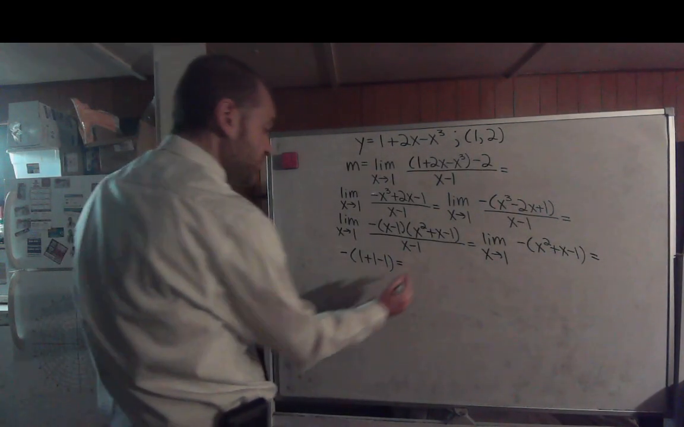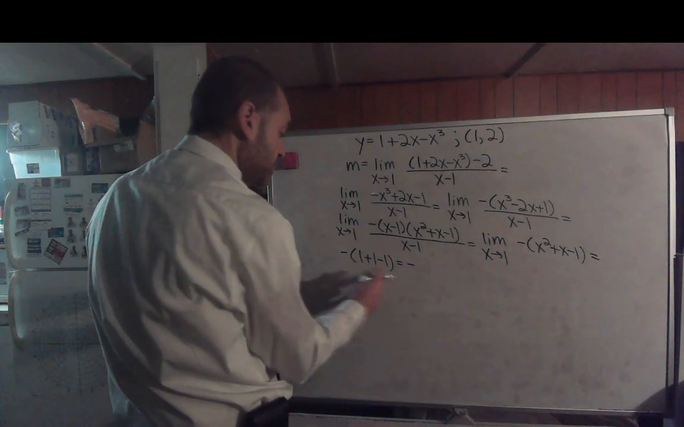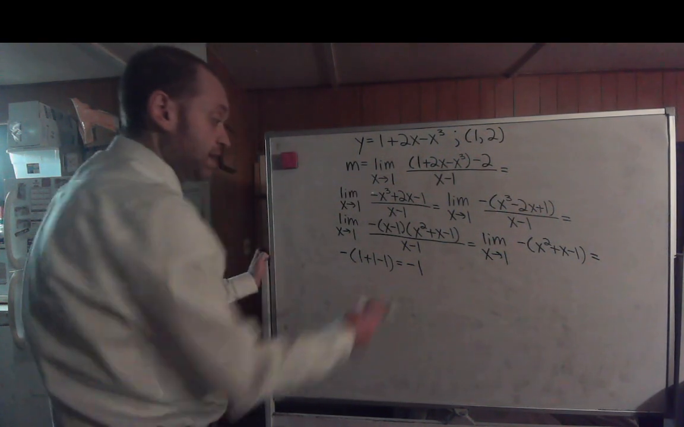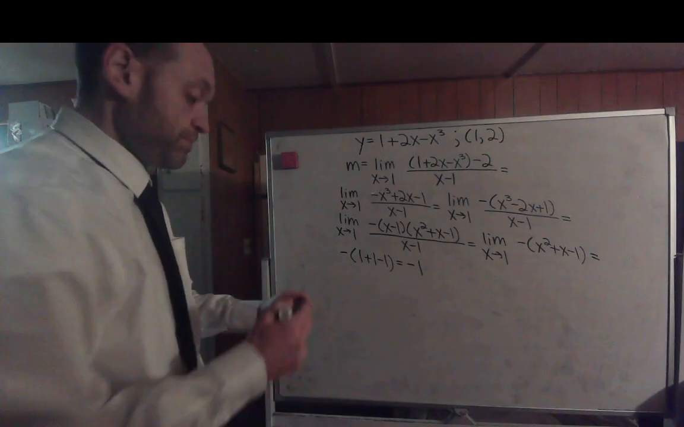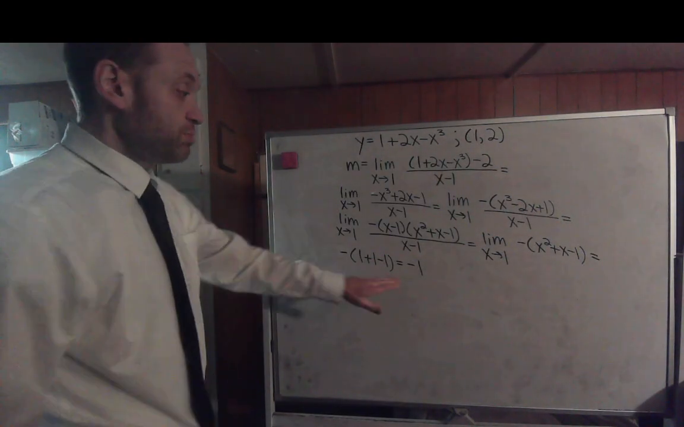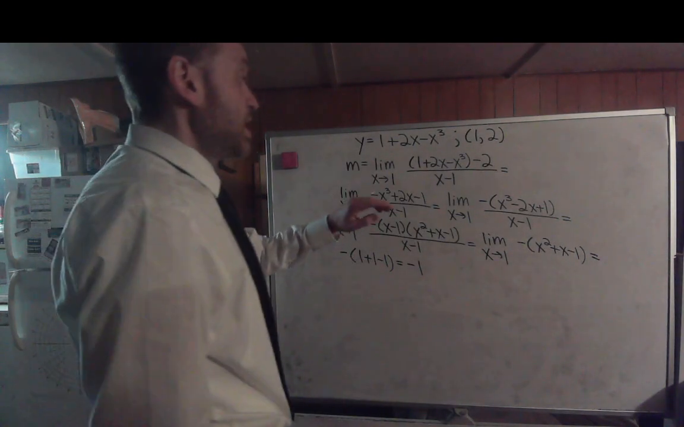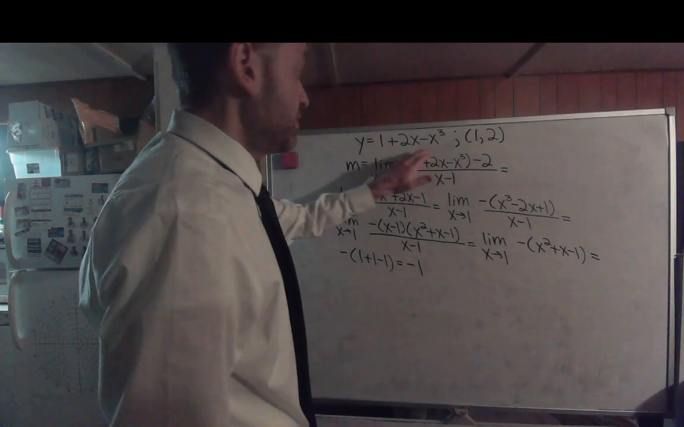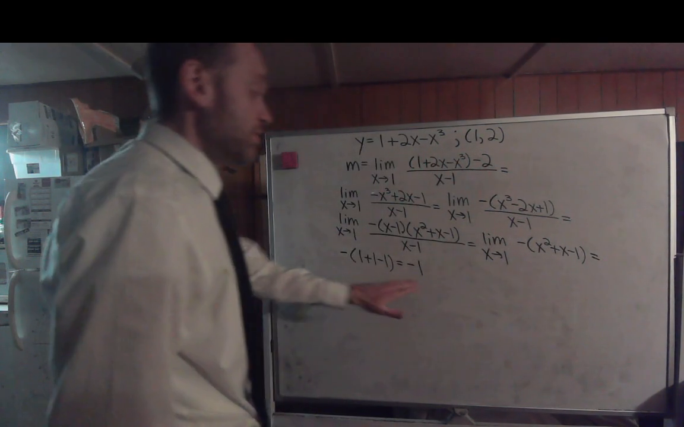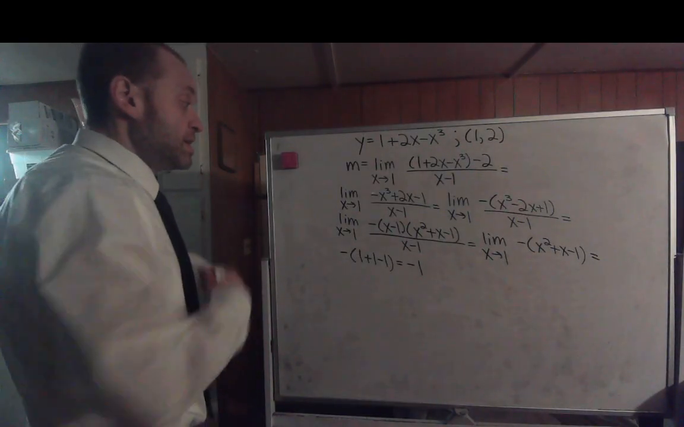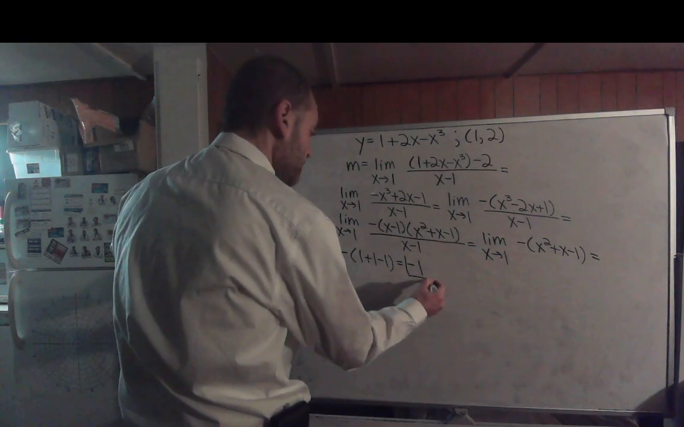So that would give you the negative of 1. That would just give you negative 1 as your slope. So the slope of the tangent line, your instantaneous rate of change at the point (1, 2) of this curve, is going to be negative 1. So we found the slope of negative 1.